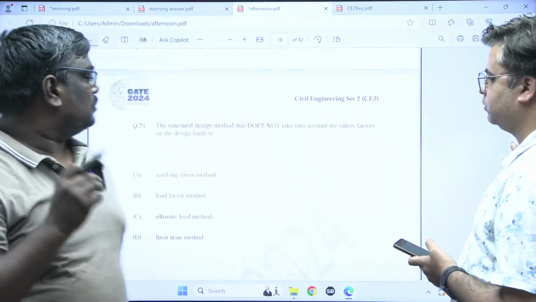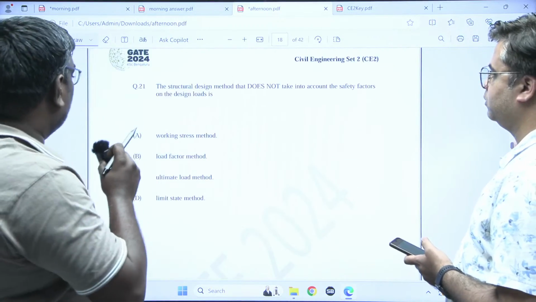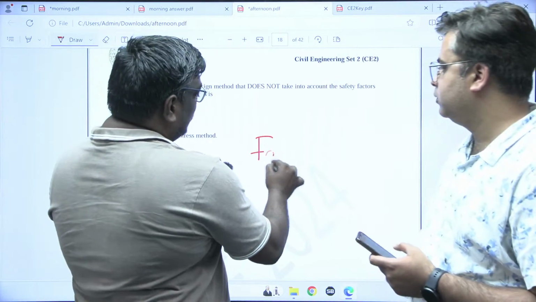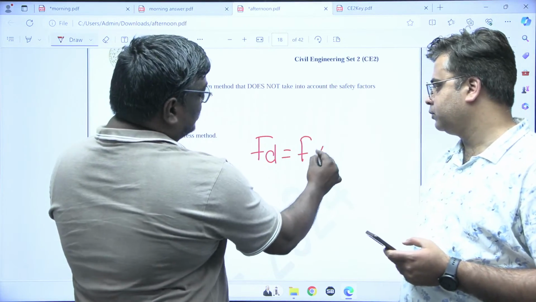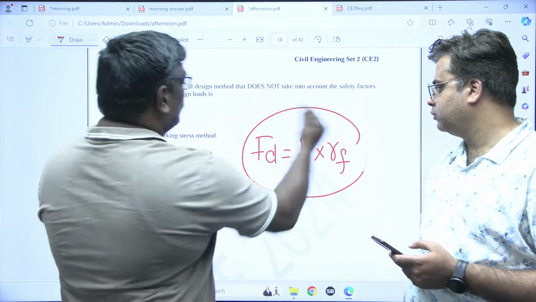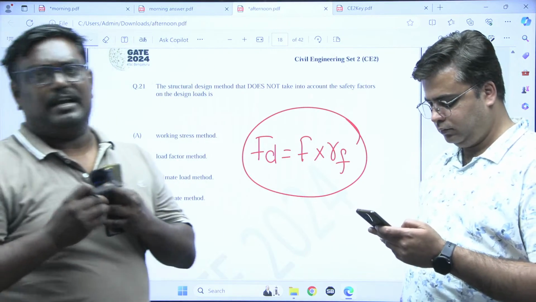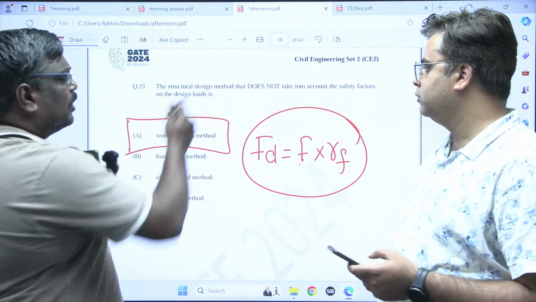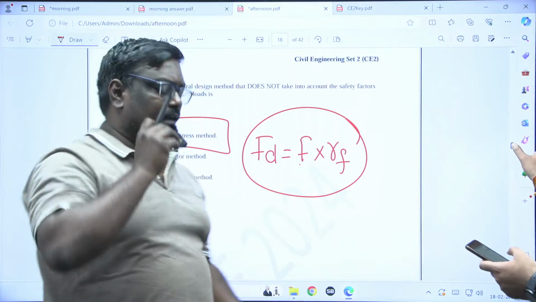Rankine-Grashoff's method. This is working stress method, sir. In the design load, students, if you consider the load into partial safety factor, we are not taking the load characteristic, because for design load we call F the characteristic load. We will take the working stress method, because in this we will not take the safety factor into account.